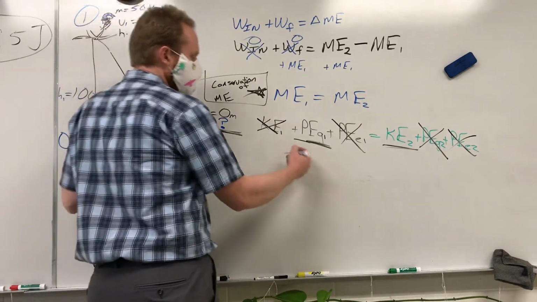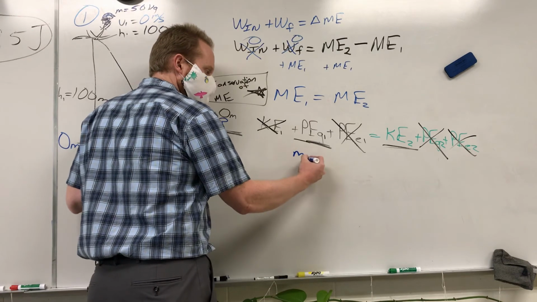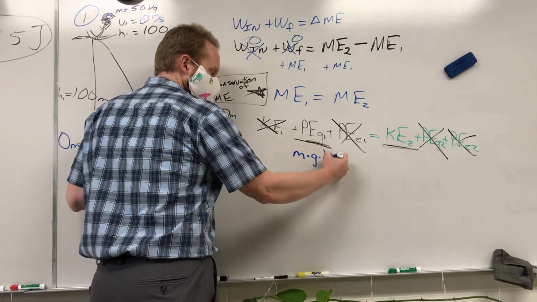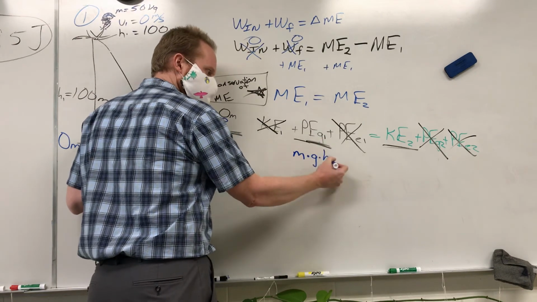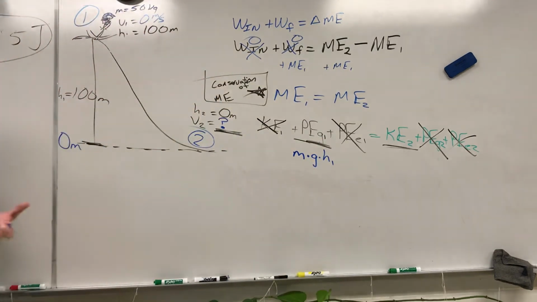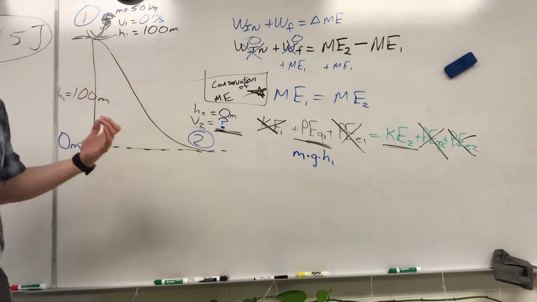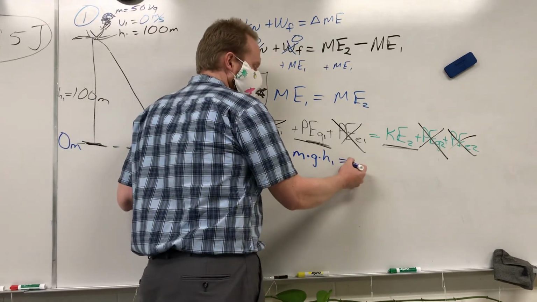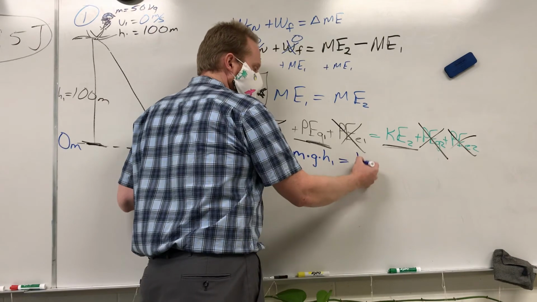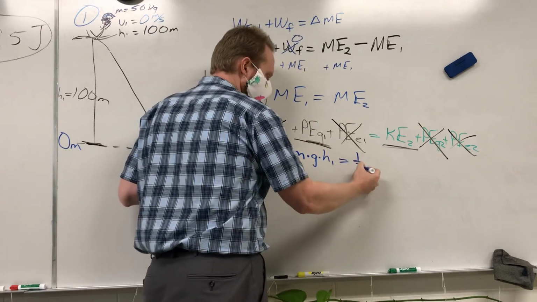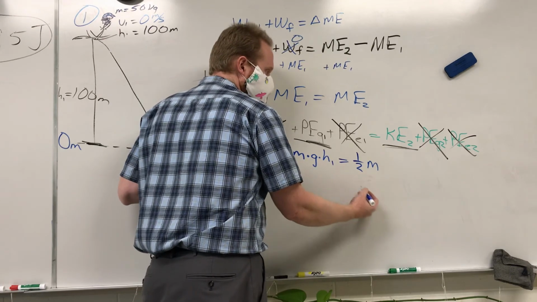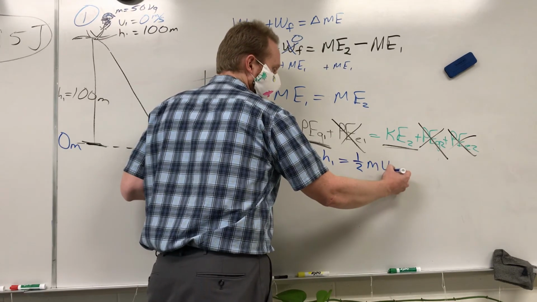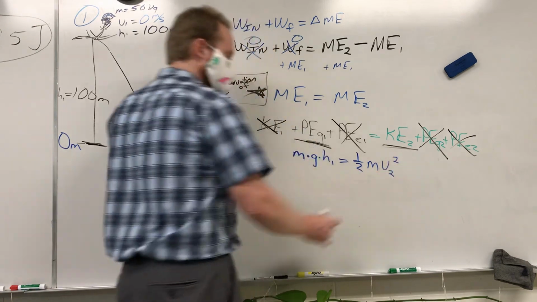How do we find PEG? Well, our formula for PEG is M times G times H. And I'm talking about PEG1, so therefore I'm talking about H1. I don't have to talk about mass at location 1. Assuming he doesn't lose a limb along the way, he's going to have the same mass. We don't have to talk about gravitational acceleration at location 1 versus 2 because it's Earth. So we really only have to clarify that it's height. And we can set that equal to KE2, which our KE equation is 1/2 times the mass of the skier times the velocity of the skier at location 2, and we need to square that.